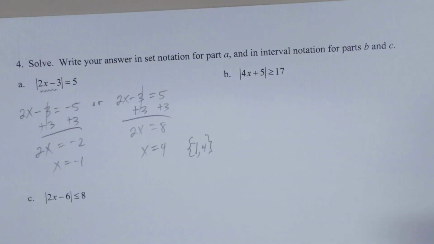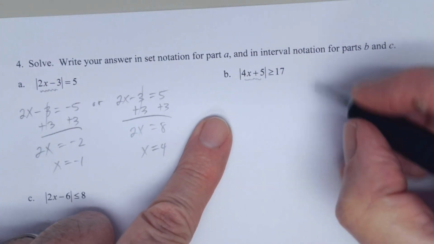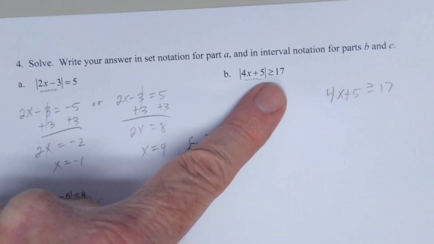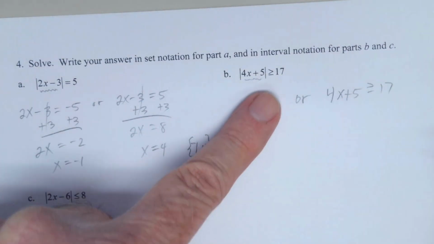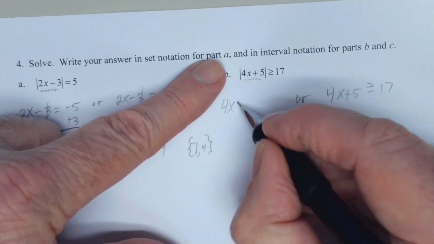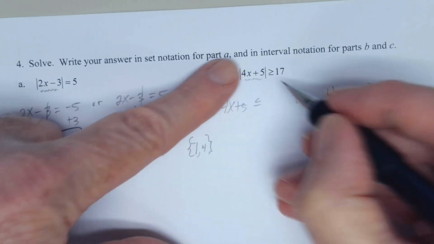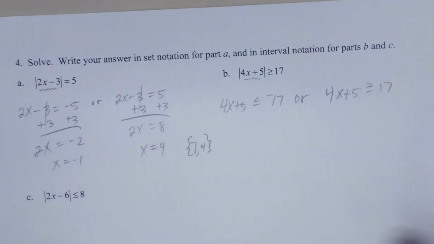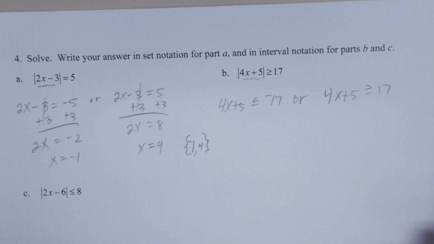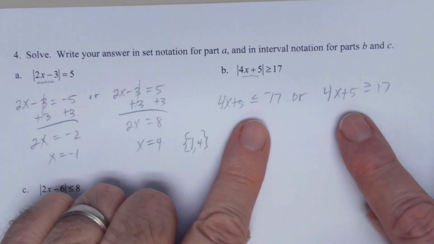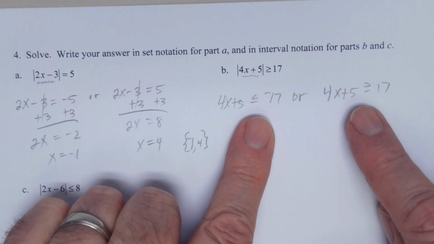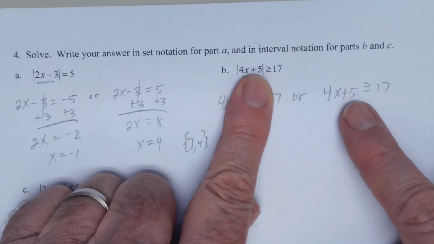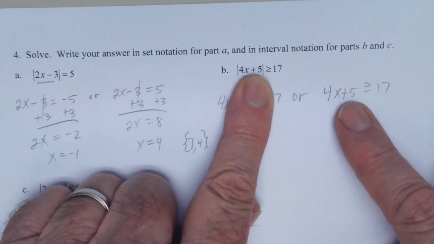So in our case, we have 4x plus 5. So I always say write the 4x plus 5 greater or equal to 17. That's one of your two inequalities. The other one is 4x plus 5 is less than or equal, change the symbol, and change the sign of the number. So with a greater than inequality, your first step is to write this statement here. Notice no absolute value now.